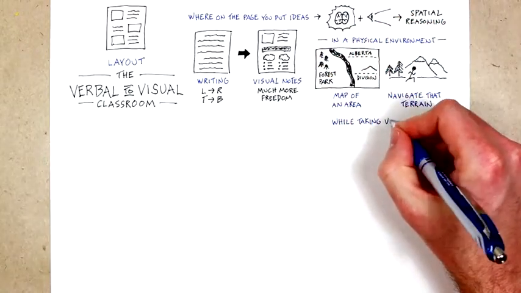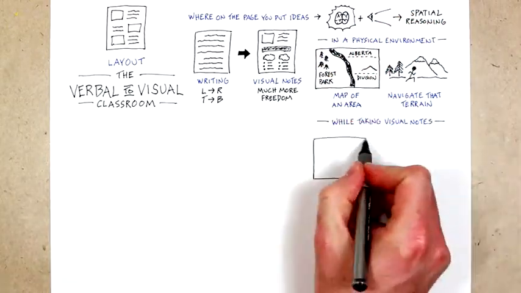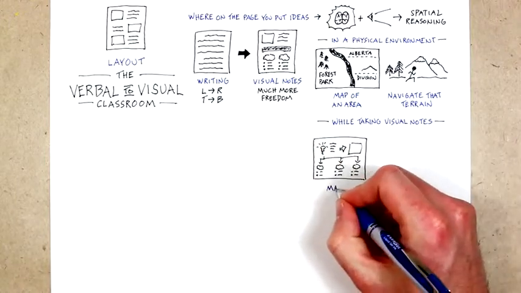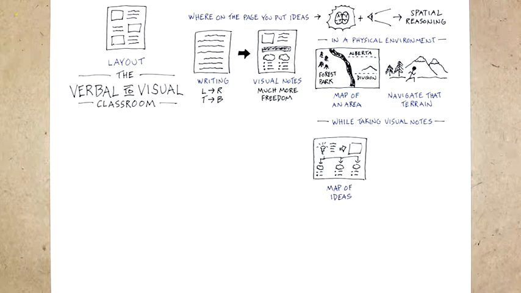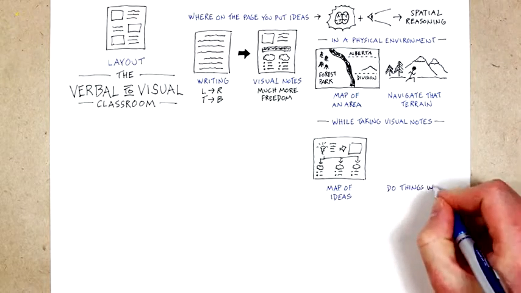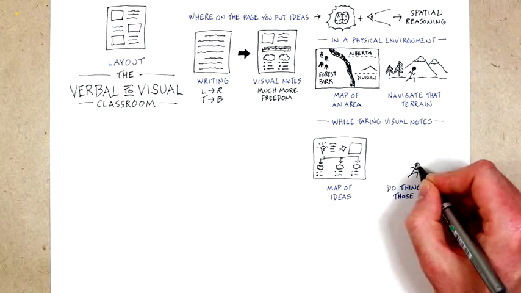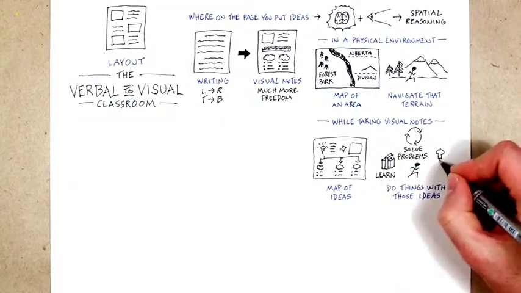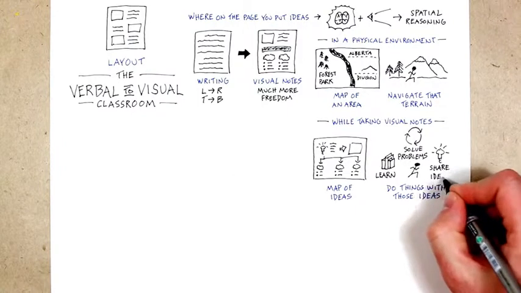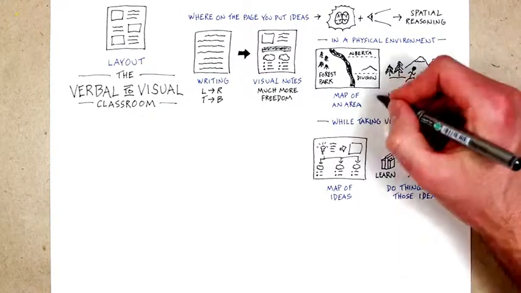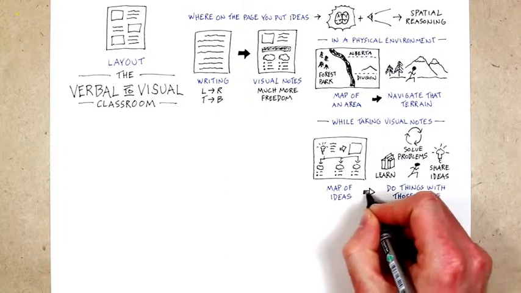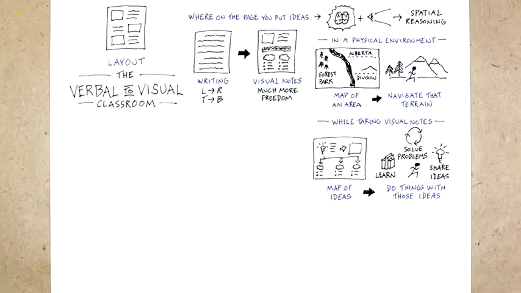Visual notes are very similar, but instead of mapping out particular areas of land, what they map out is a set of ideas. We then use that map to navigate those ideas and do something with them. We use them to learn about new things, to solve particular problems, and to share ideas with others. And whether you're looking at a map of a physical location or a map of ideas, in both cases, you can use text, layout, imagery, and color to convey information.